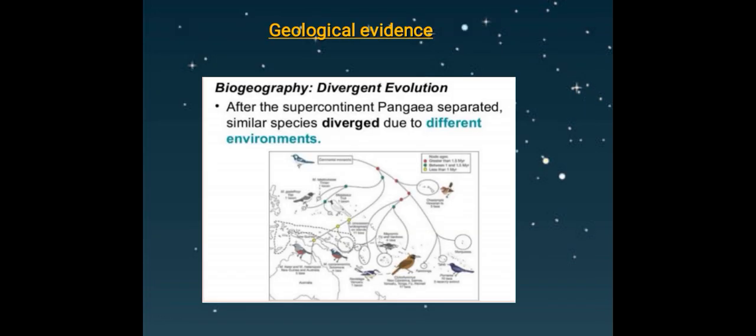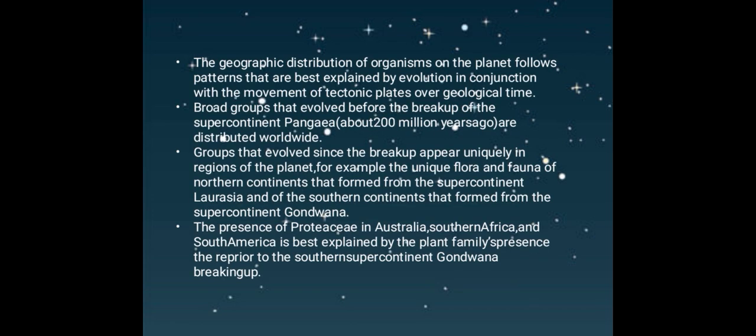Then geological evidence, biogeography, divergent evolution. After the supercontinent Pangaea separated, several species diverged due to different environments. The geographic distribution of organisms on the planet follows patterns that are best explained by evolution in conjunction with the movement of tectonic plates over geological time. Broad groups that evolved before the breakup of the supercontinent Pangaea about 200 million years ago are distributed worldwide.